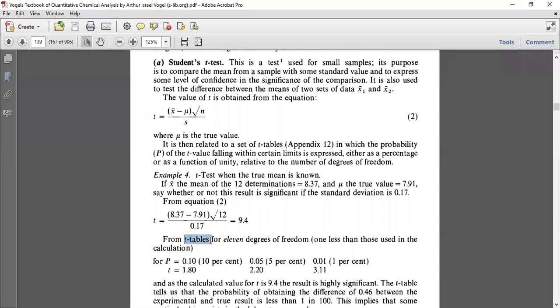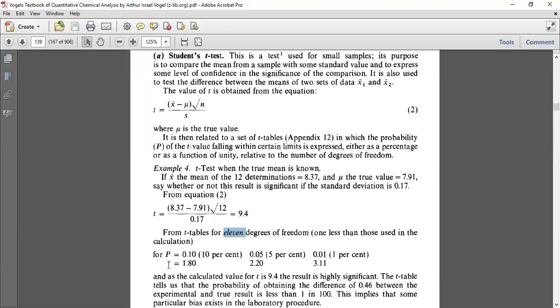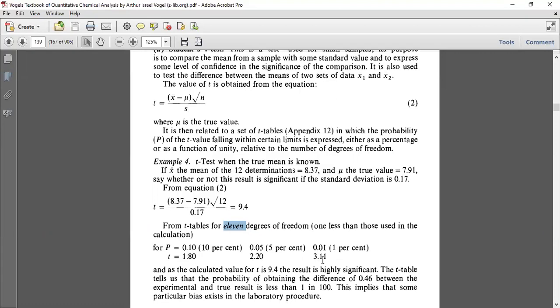See, from t tables, for 11 degrees of freedom. Why will it be 11? Because in our problem we have a total of 12 determinations, isn't it? So n minus 1, the standard value is 11. So for 11 degrees of freedom, this is a standard t value. So probability 0.10 is equal to 1.80, 0.05 is 2.20 and for 1% it is 3.11.